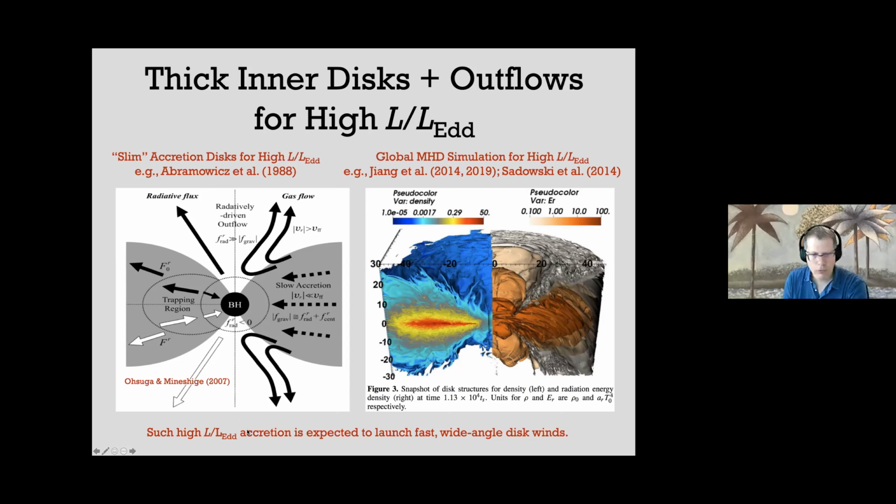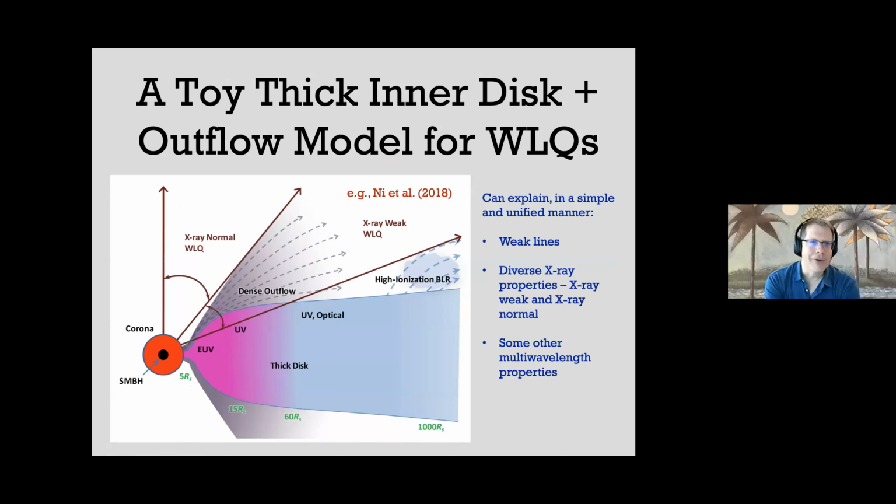And such high Eddington ratio accretion is also generally expected to launch fast wide-angle disk winds, as shown here, and as also was found in such simulations. And so all of that together has led us to a toy model, is what I call it, for these systems, where we propose that there is an inner accretion disk that is thick with a substantial outflow present in these weak-line quasars. And this can explain, we believe, in a simple and unified manner, the weak lines. The idea there is that the thick inner accretion disk prevents ionizing radiation from effectively reaching the high ionization broad-line region. And the high ionization lines are the ones that are most notably weak in these systems.